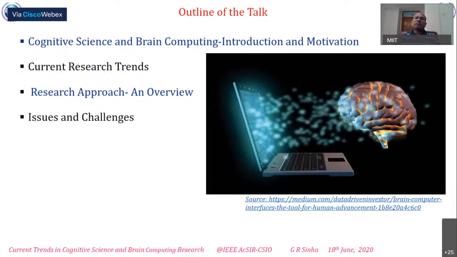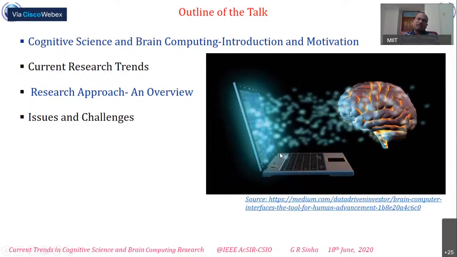You can see one interesting picture in this slide. The picture says that the brain is connected with the computer. So it's an interface, a brain-computer interface. You all can see that some signals are emitted from the human brain, and those signals are received by the computer.